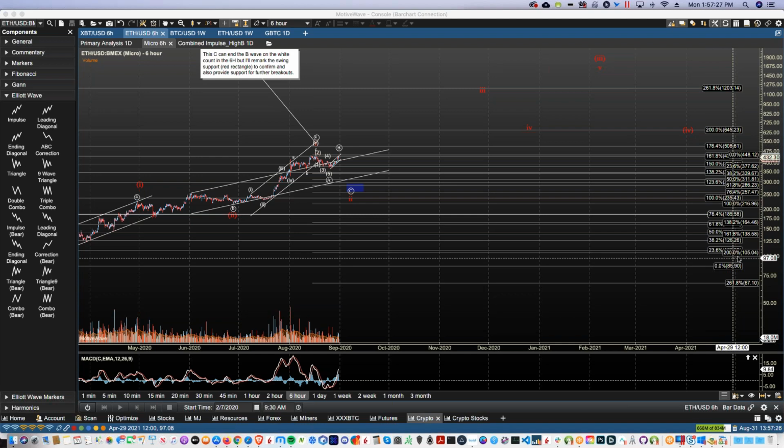But if we can break over last week's low, we certainly should go into the sub 11 region for sure. But we've got to get back into a bearish scenario.